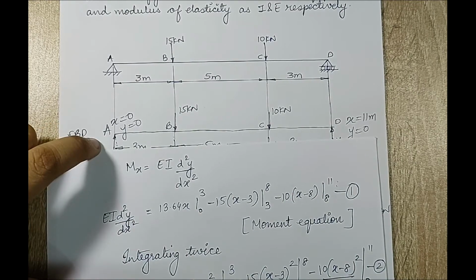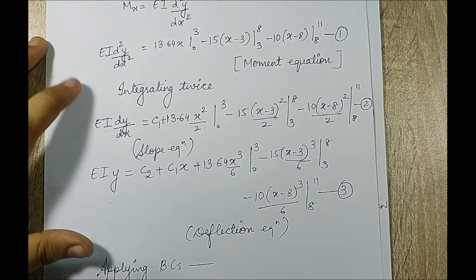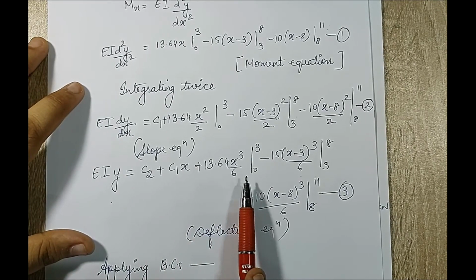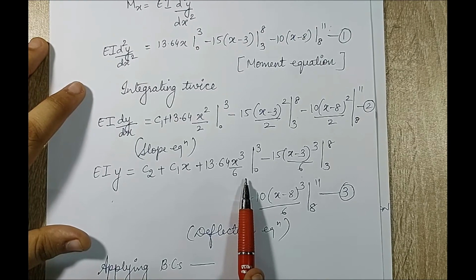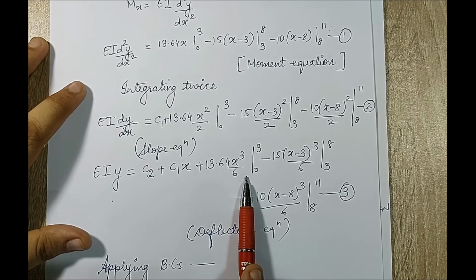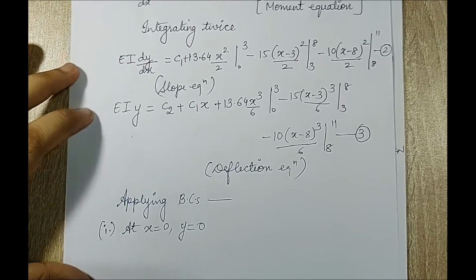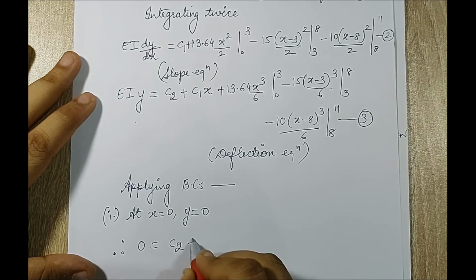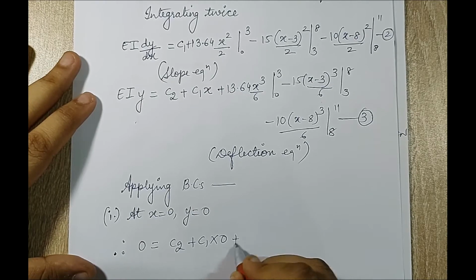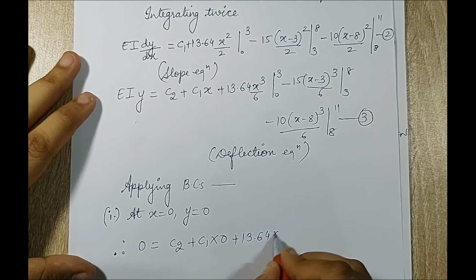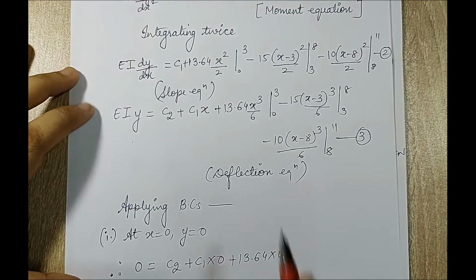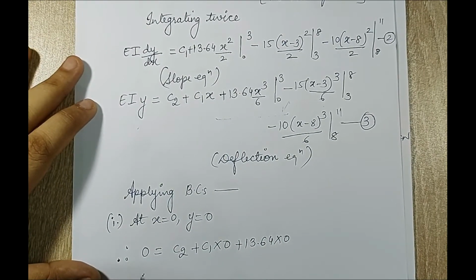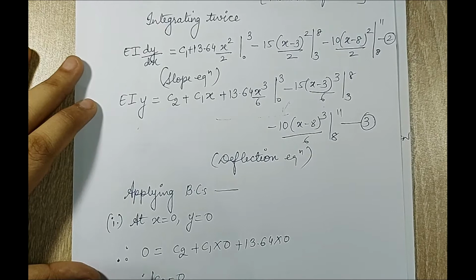But when I say x is 0, y is 0, I have to use only that much portion of the beam which I have written while writing the equation of A to B, which is up to here. So I'll write down, therefore left hand side is 0 is equal to C2 plus C1 into 0 plus 13.64 into 0, because I am only considering up to this portion of the beam. So if you observe, the value of C2 is equal to 0.